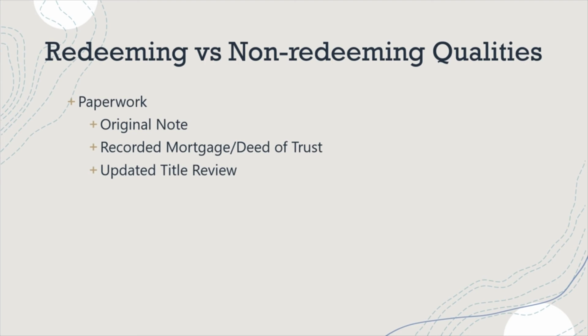So, in summary, we've talked about the borrower, the collateral, the buyer's equity, the loan terms, the payment history, and the paperwork. These are the 6 critical items to determine the redeeming versus non-redeeming qualities of each one of those items, and whether you can live with it or you can't live with it.